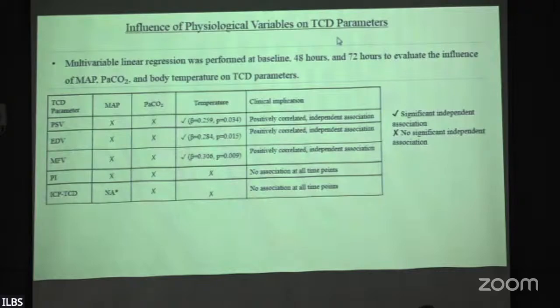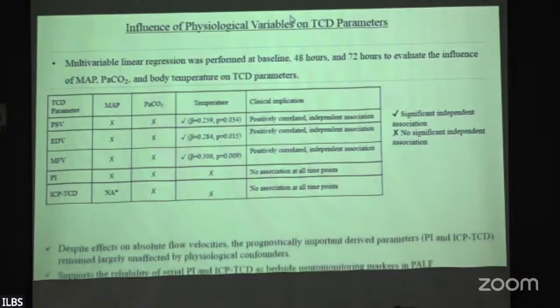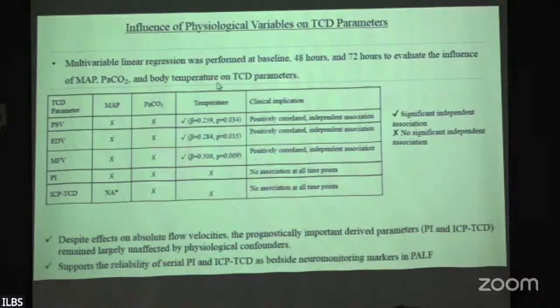We also determined the influence of physiological variables on TCD parameters. We did a multivariable linear regression and found that the absolute parameters like the PSV, EDV, and MFP were affected by temperature. They were positively correlated and significantly associated. However, the derived parameters like PI and ICP-DC were not affected by temperature as well as PCO2.